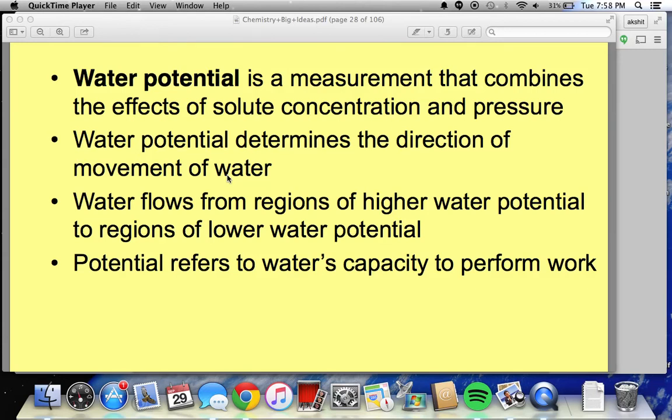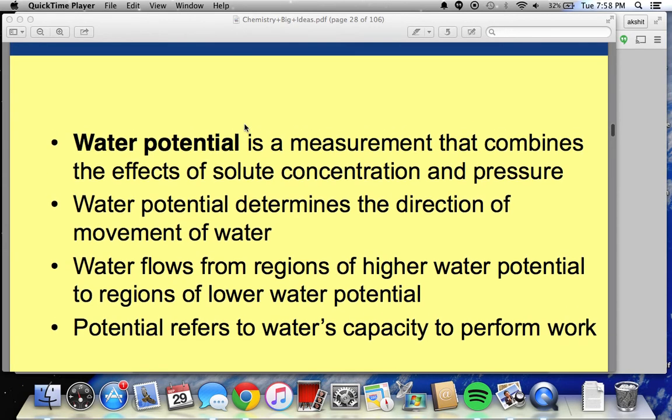Okay, so we talked about diffusion in the last video, and a big part of that is water potential. Water potential measures the effect of the solute concentration and pressure on the ability of the solution to diffuse. It determines the direction of the movement of water, and because it determines the ability of water to diffuse, water flows from regions of higher water potential to regions of lower water potential. Basically, water potential is the potential of water to move out of that area.